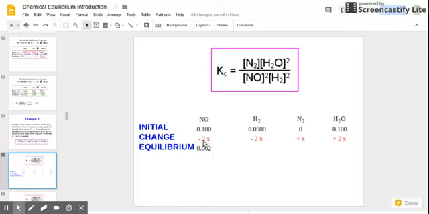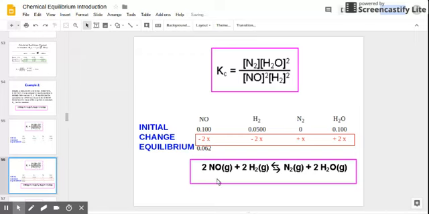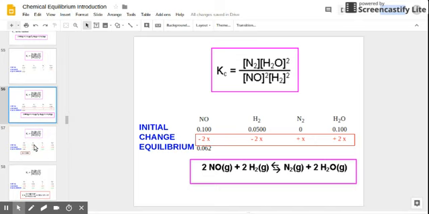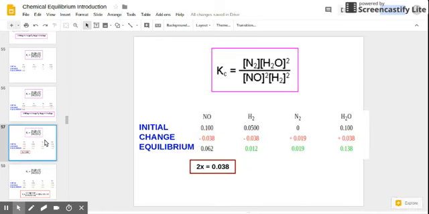Automatically, we need to put the variables for changes from your balanced chemical equation. So in our balanced chemical equation, you have 2, 2, 1, and 2. So you get negative 2x, plus x, and plus 2x. Plus for products, negative for the reactants. So how do we now get its value? We know that we can readily subtract for your NO because you're given the initial and equilibrium. So therefore, your 2x means 0.038.